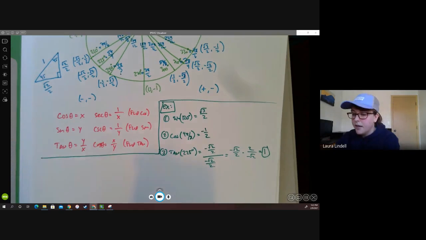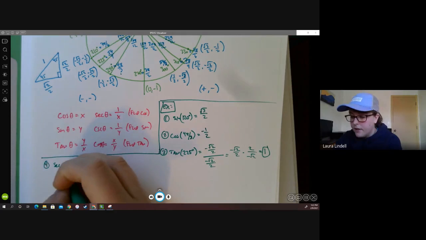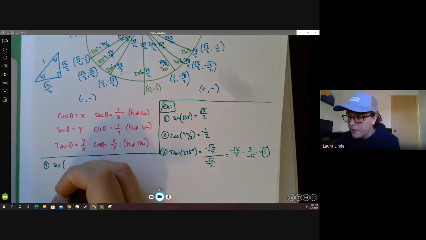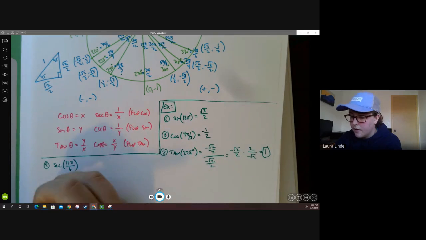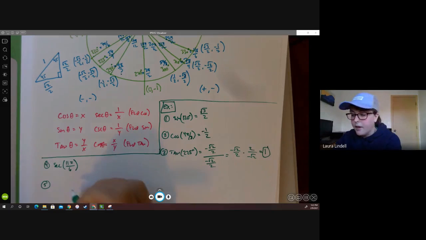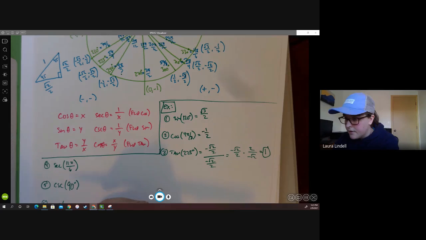Let's do some with secant and cosecant and cotangent. Let's find the secant of 11 pi over 6. And then we'll find the cosecant of 90 degrees. And then the cotangent of 150 degrees.